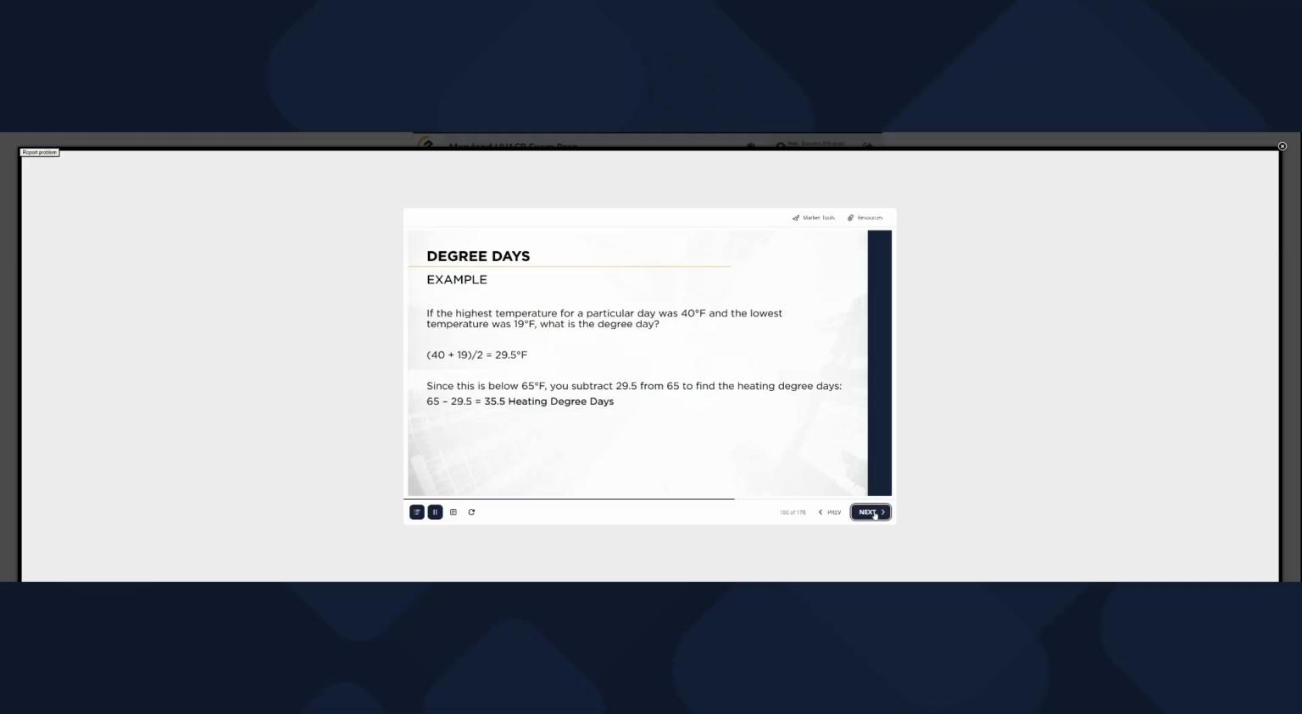If the highest temperature for a particular day was 40 degrees Fahrenheit and the lowest temperature was 19 degrees Fahrenheit, what is the degree day? 40 plus 19 divided by 2 equals 29.5 degrees Fahrenheit. Since this is below 65 degrees Fahrenheit, you subtract 29.5 from 65 to find the heating degree days. 65 minus 29.5 equals 35.5 heating degree days.